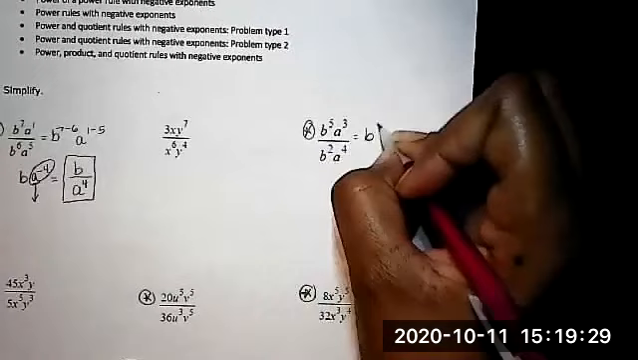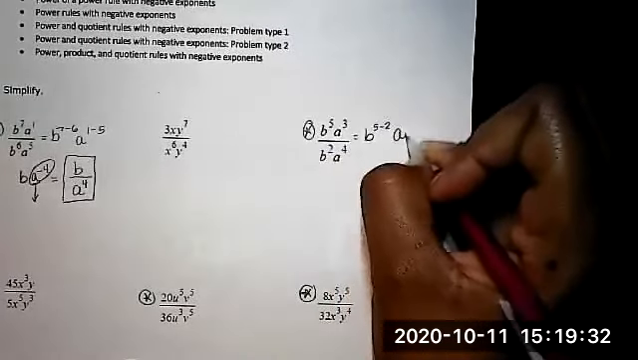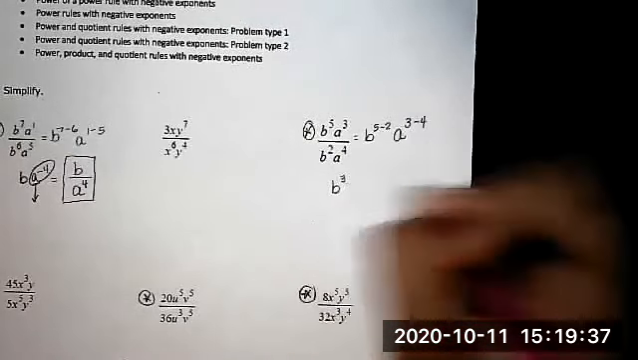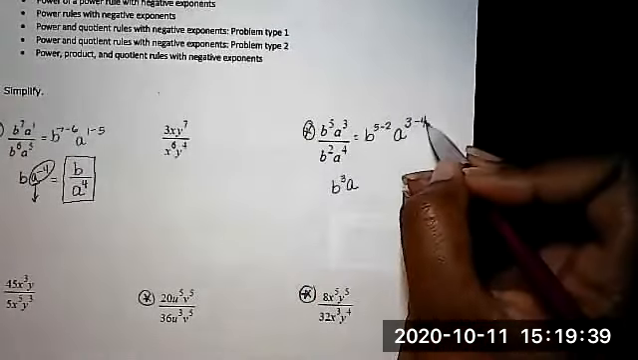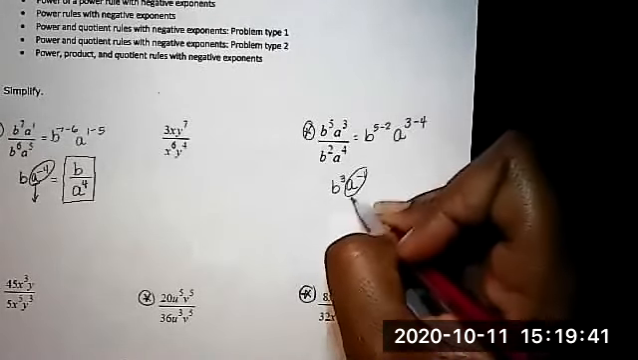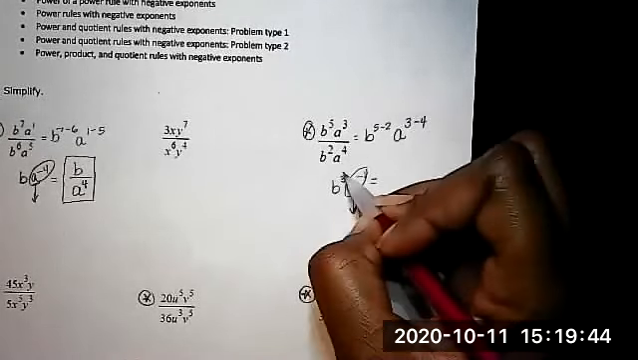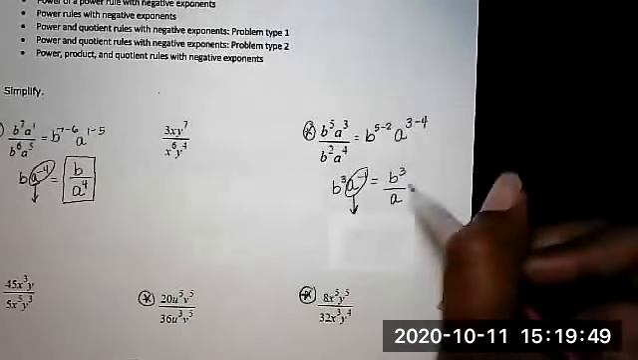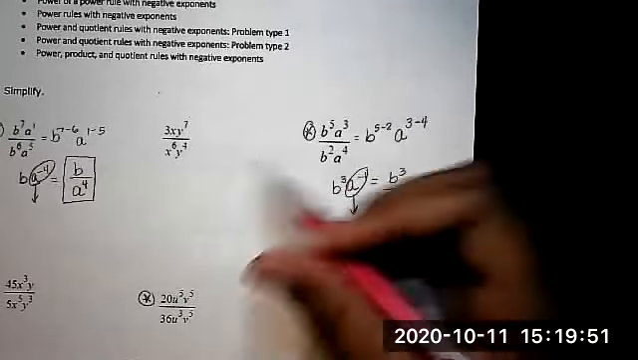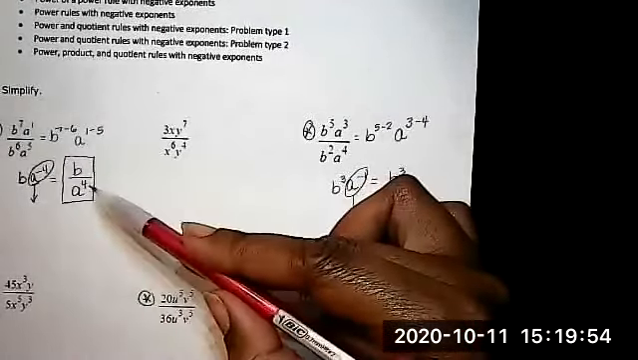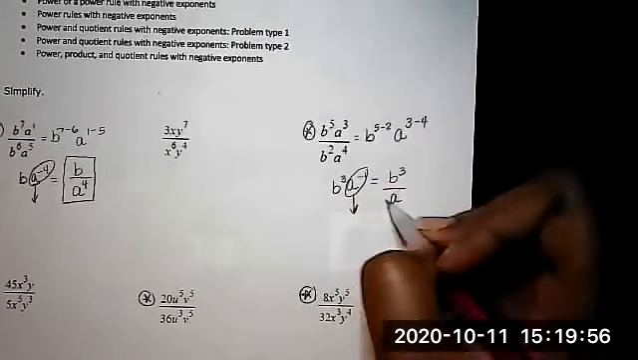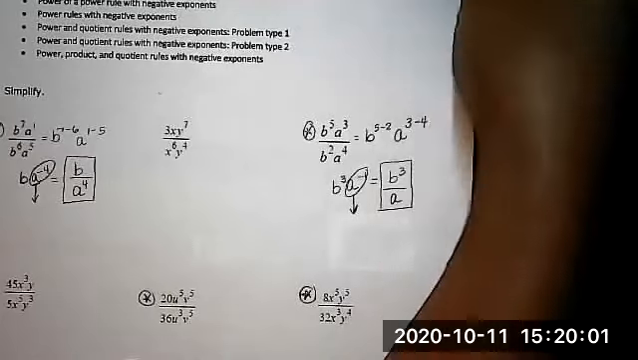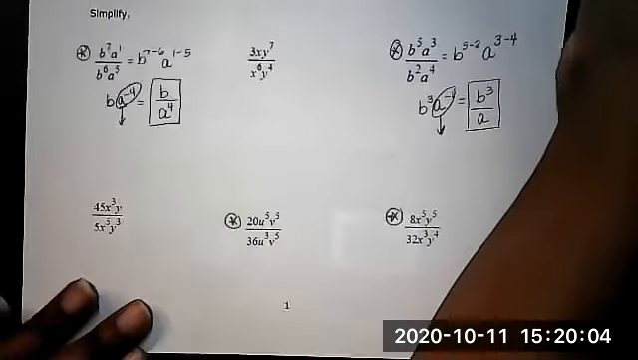This one becomes b to the 5 minus 2, a to the 3 minus 4. 5 minus 2 is 3. And then 3 minus 4 is negative 1. Again, negative exponent goes to the bottom, positive exponent stays. And then it becomes b cubed over a to the 1 power. And when it comes down, the exponent becomes positive, just like here. When it went down, the exponent became positive. Here, the exponent becomes positive 1. So that is why it's here. And we do not show a positive 1. Okay.